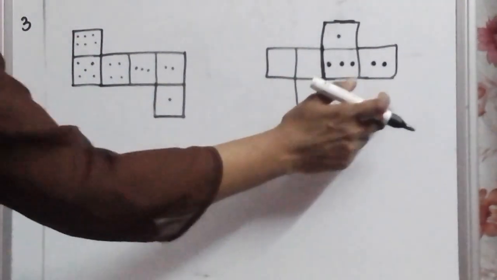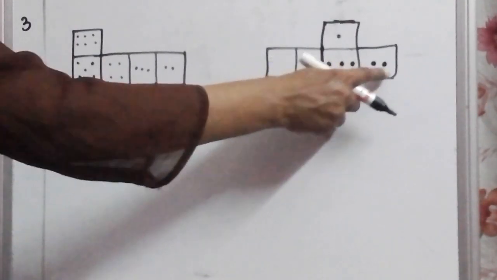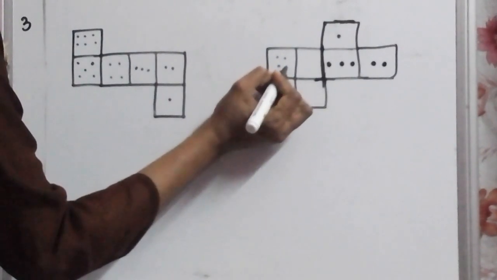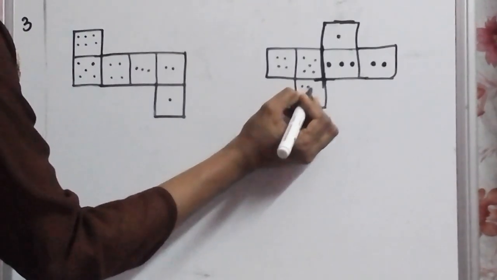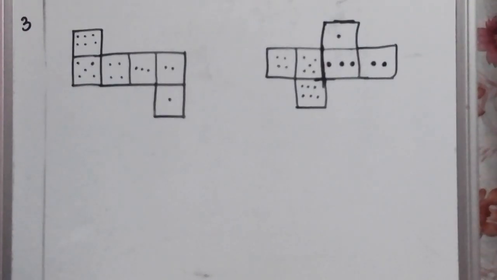Now look at this part. So here you have 1, 2, 3 and here you can see that 4 will come here and here you will get 5 and here you are going to get 6. Understood this? Copy in your class workbooks, children.